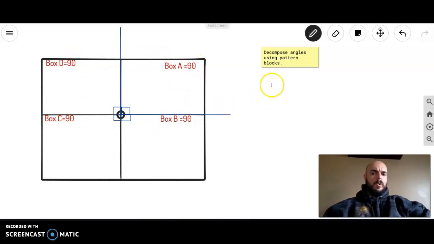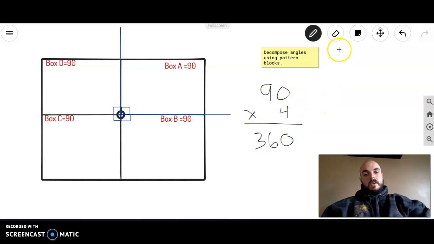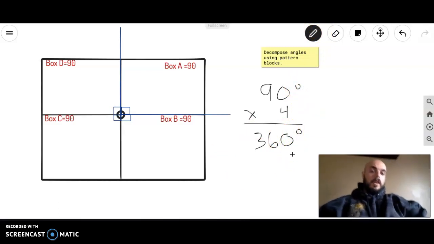Let's see what their total sum here, the total product is, if I were to take 90 and multiply by 4 to see what all of these together would be. 4 times 0 being 0, 4 times 9 being 36. Well, that's interesting because we know that 360 is also equal to the total sum of all the angles in degrees around a circle.